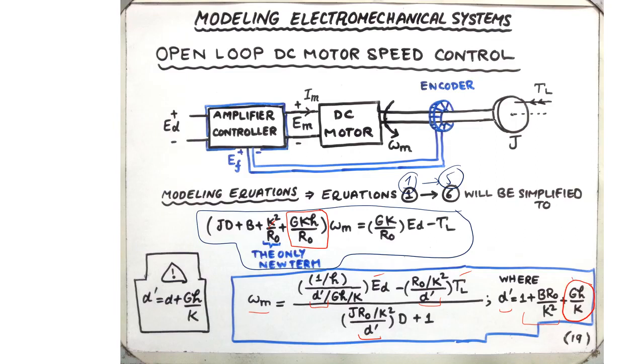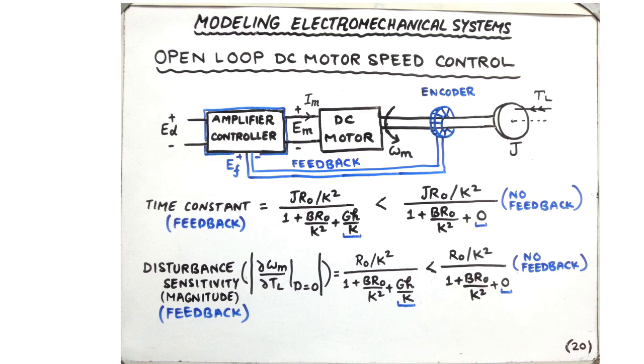So that's the new thing, new term that has been added, and it is a non-negative term. The gain is non-negative. The amplifier gain as well as the encoder gain, they are both non-negative, and the motor torque and the speed constant, they are non-negative. Consequently, with the help of a feedback, we have been able to increase the common denominator by adding to it a non-zero term, that is GH over K.